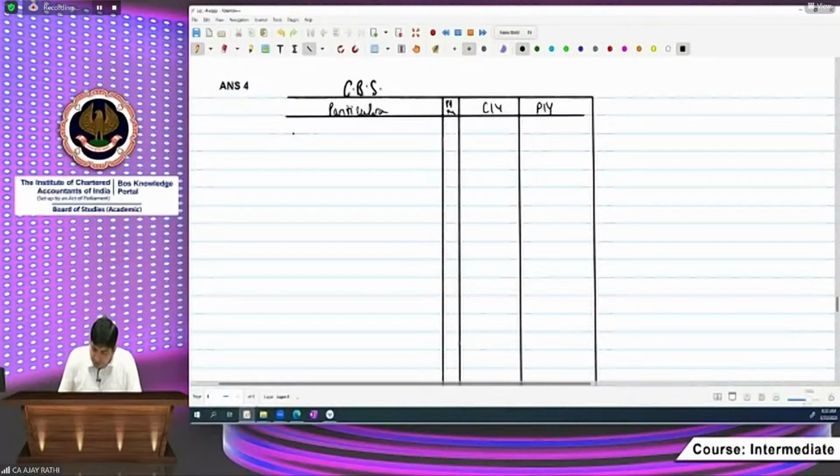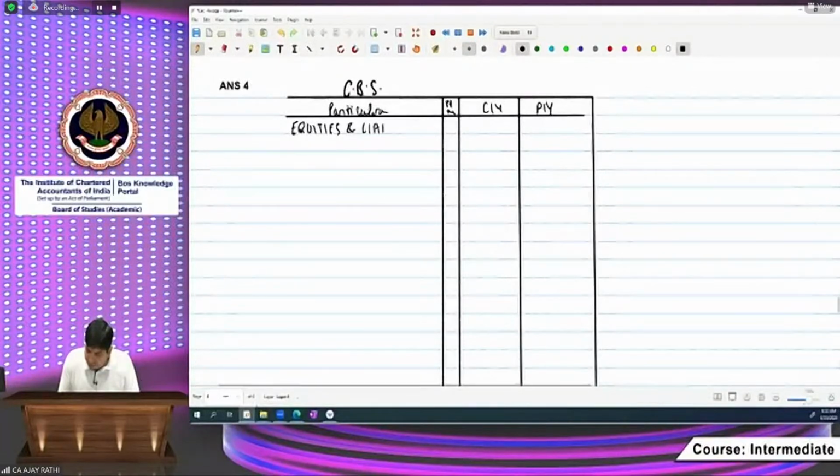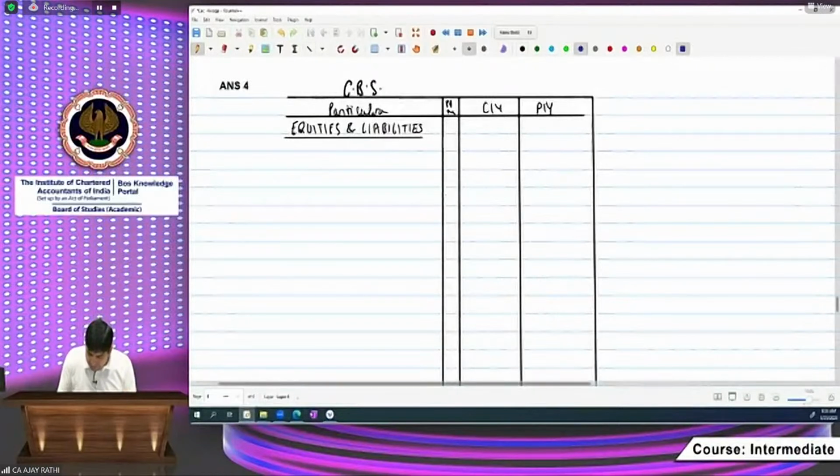Yes, but first right here, equities and liabilities. Beta, do practice in the presentable manner. In whichever manner you have to present in exam, you should present. I am practicing with you all in the same manner, not in any other. Okay.